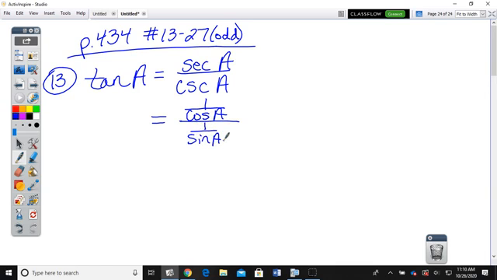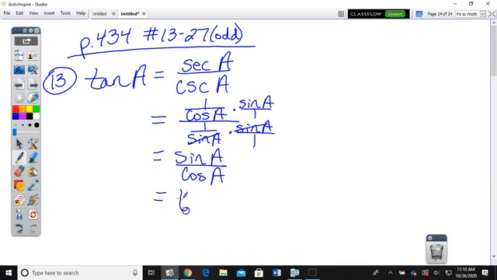How do you divide by a fraction? Flip it and multiply, right? These all cancel on the bottom. I'm left with sine A over cosine A, which is tangent of A.